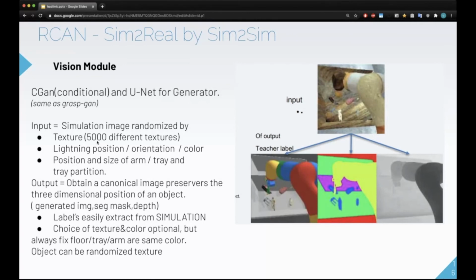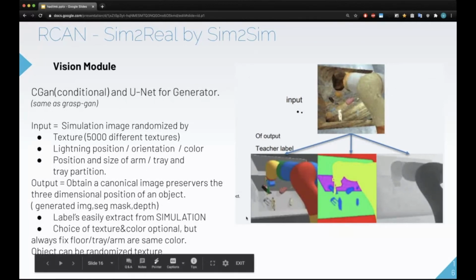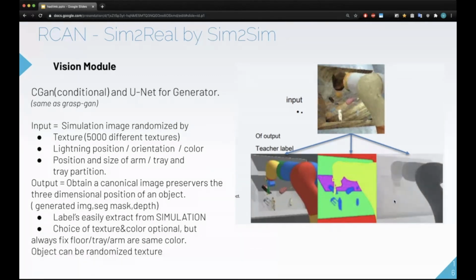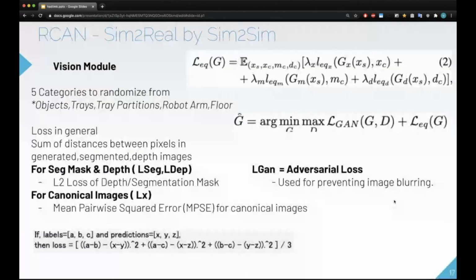They changed the textures 5,000 times, and they changed the lighting position, orientation, color, position of the arm, etc. And the output was the generatively produced image, the segmentation mask and the depth mask, and those were the features they used to train the QT-opt. So the actual policy algorithm only used this and didn't have an idea whether they were fake or not, or didn't care. They just used these pictures as input and trained to learn robotic grasping with these pictures alone.